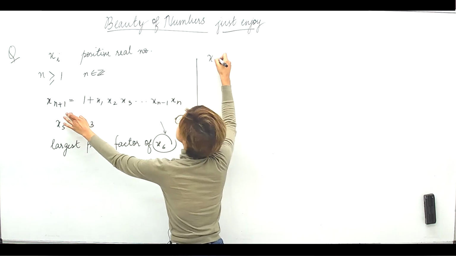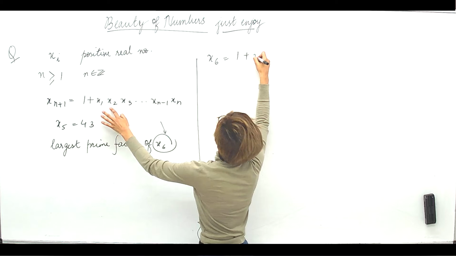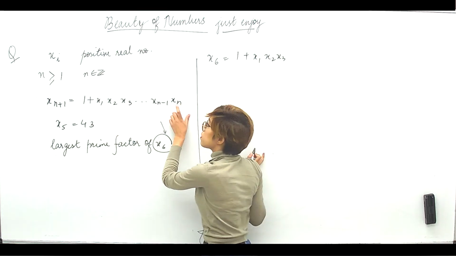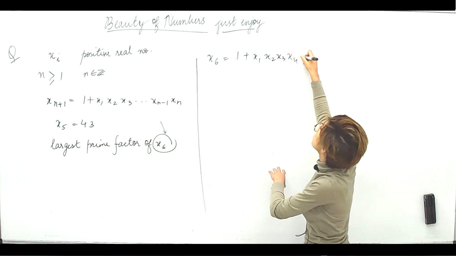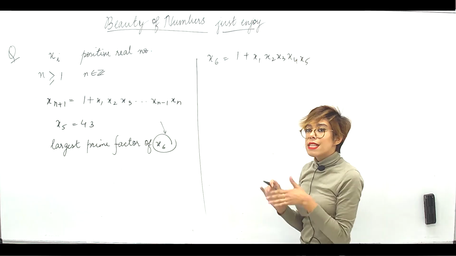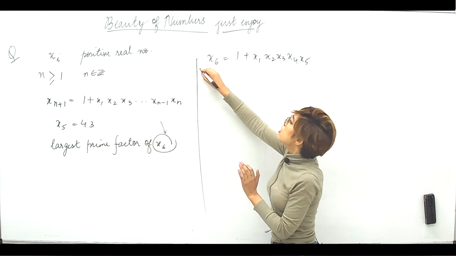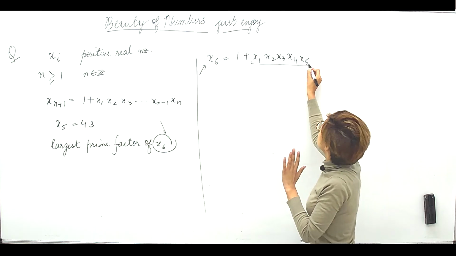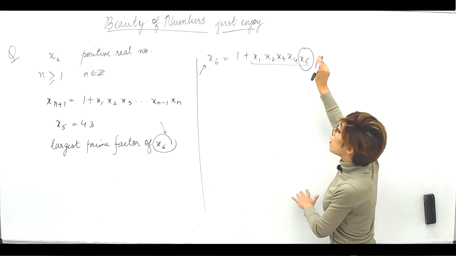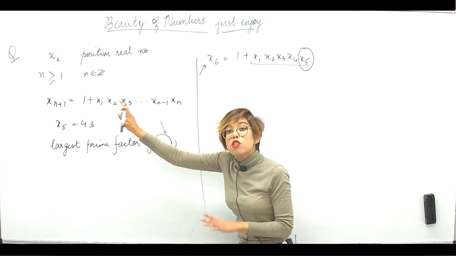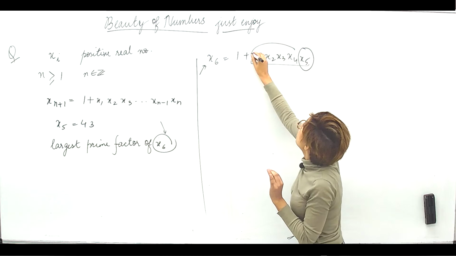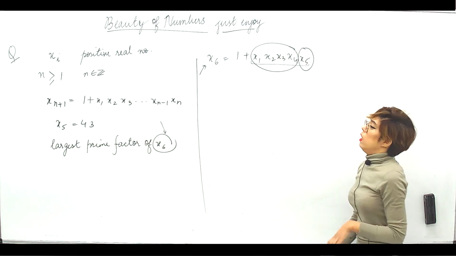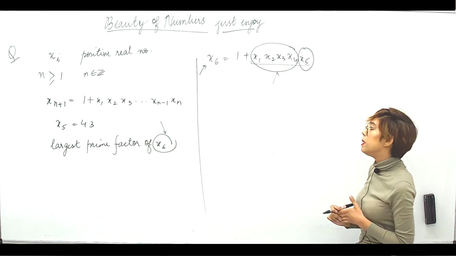So I'll get x6 equal to 1 plus x1, x2, x3, and so on. Till where will it go? Now n is 5, so that means it will go on till x4, x5. Right? This thing I understand. So if I'm interested in the value of x6, that means indirectly I'm interested in the value of this. Now out of this I already know the value of x5. Right? So my aim is to find the value of x1, x2, x3, x4.